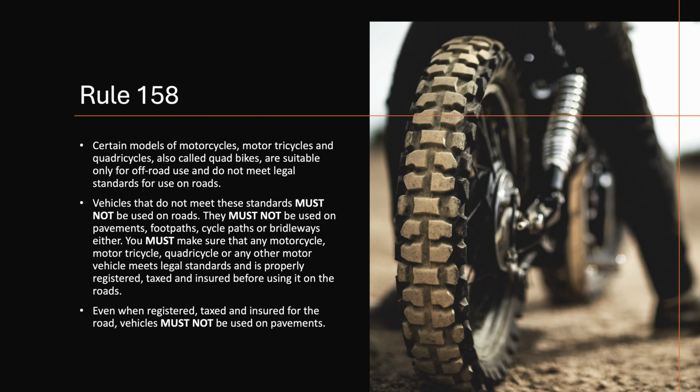Rule 158. Certain models of motorcycles, motor tricycles and quadricycles, also called quad bikes, are suitable only for off-road use and do not meet legal standards for use on roads. Vehicles that do not meet these standards must not be used on roads. They must not be used on pavements, footpaths, cycle paths or bridleways either.